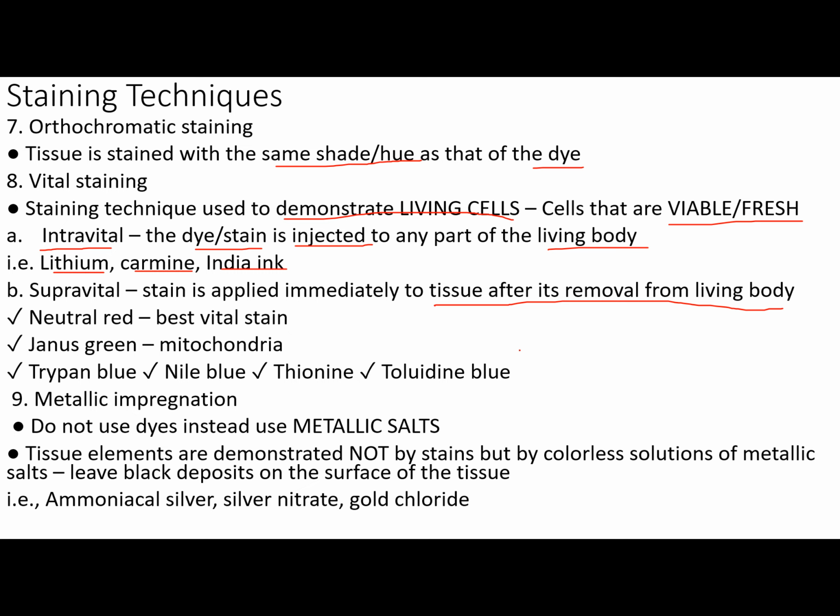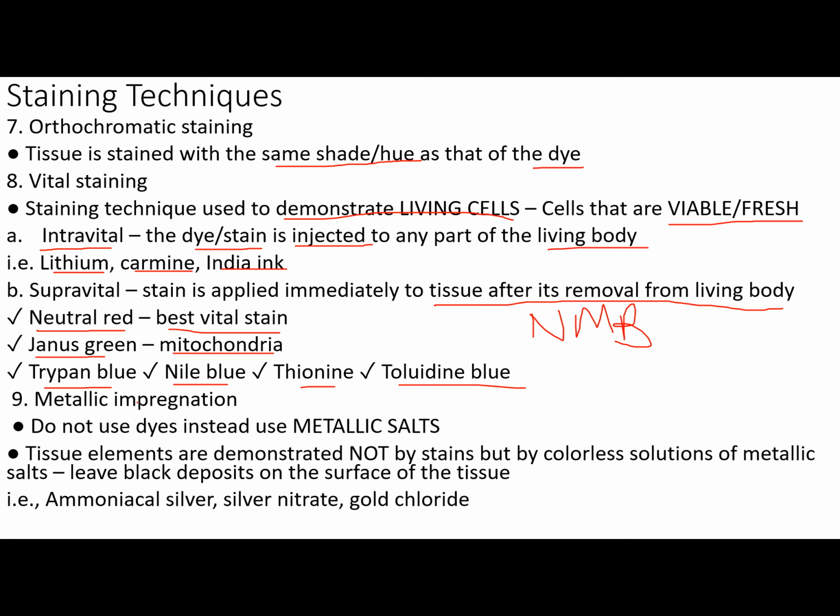The best example here, class, is in your hematology, your new methylene blue, which was used for reticulocytes. Other examples would be neutral red, which is considered the best vital stain, Janus green for mitochondria, trypan blue, Nile blue, thionin, and toluidine blue.